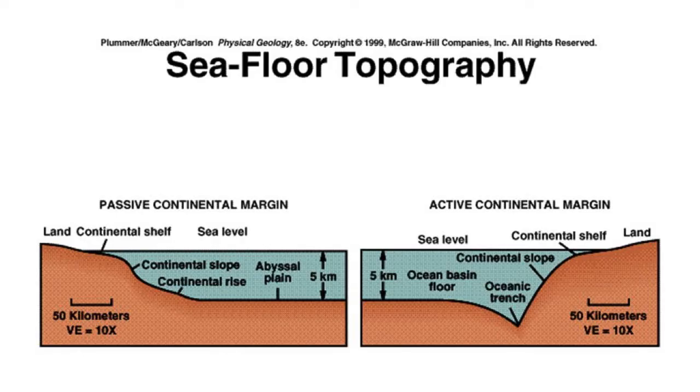So this is an image of the seafloor topography. On your left-hand side, you can see the passive continental margin, and on your right-hand side is the active continental margin. So you can see that there's a slight difference between the two. On the passive continental margin, you have the continental rise, the abyssal plain, and also there's a mid-ocean ridge. Whereas on the active continental margin, we have the oceanic trench. This has to do with the plates.